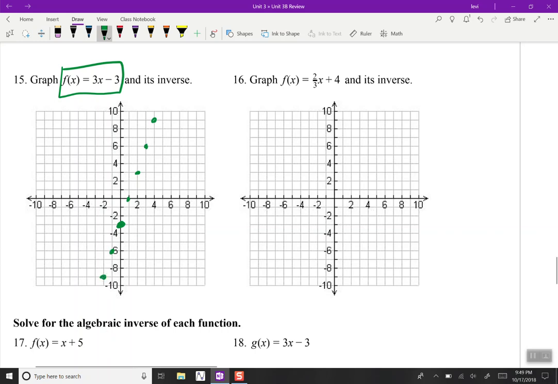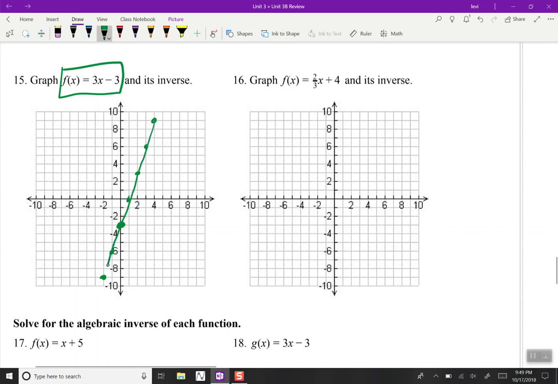Alright, so that's this, and then its inverse. Well, probably the easiest way would just be to change the coordinates of these points. This point right here is 1, 0. So what's its inverse? It would be 0, 1, right there. This point here is 2, 3. So what's its inverse? 3, 2. This point here is 3, 6, so its inverse would be 6, 3.